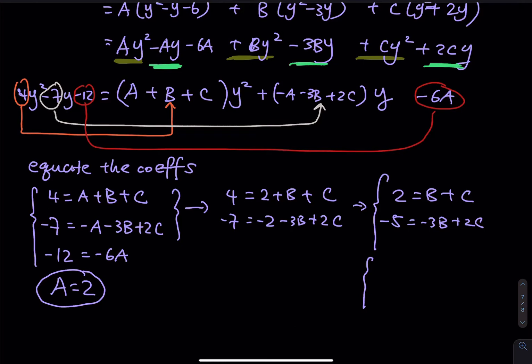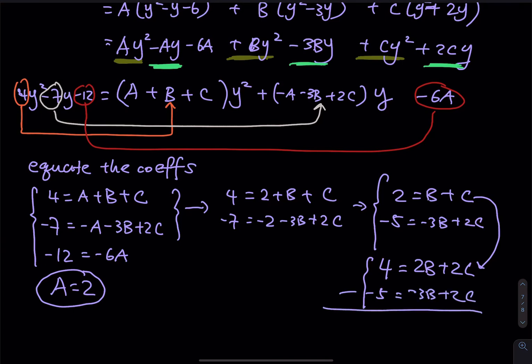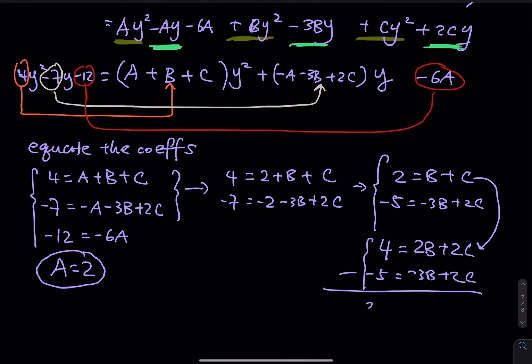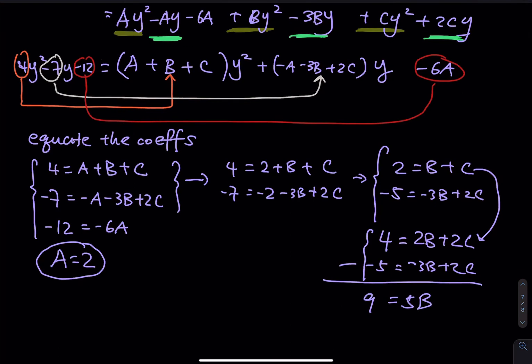So 2 times 2, and then 2 times B, and then 2 times C. Again, I multiply both sides by 2. And then the second one, do not touch that. So now subtract them. Negative 4 minus negative 5, that is 9. And then negative 2 minus negative 3, that is 1. And then 2 minus 2 is 0. So we have B equals 9 over 5.